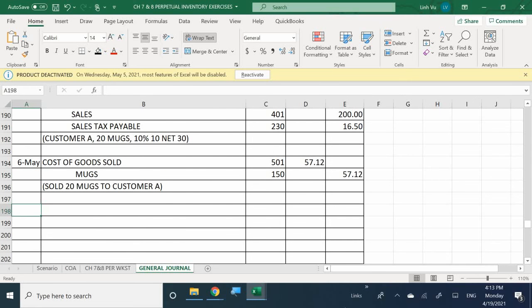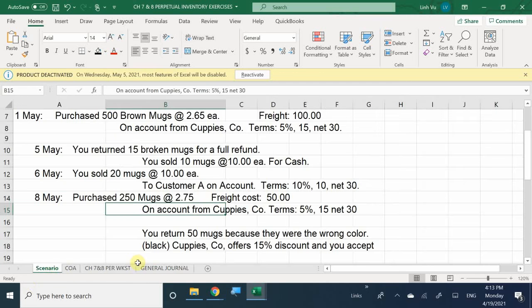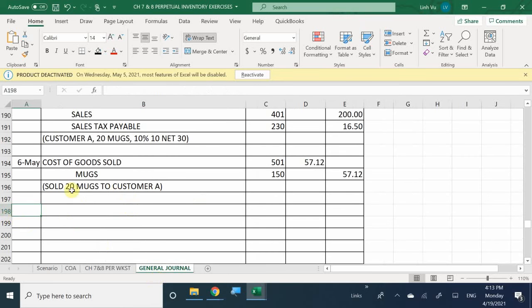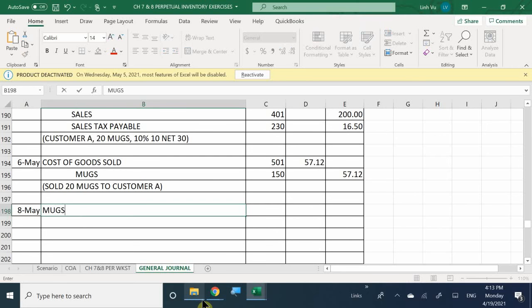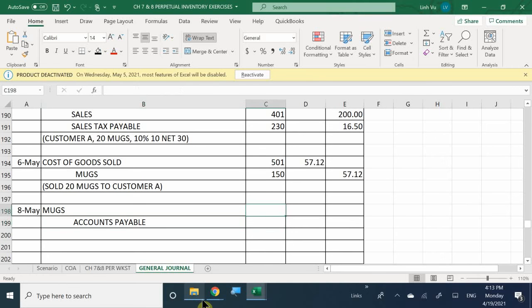We recognize that we're purchasing inventory, right? So this is May 8th. All right, skip a line. So May 8th, right? What did we purchase? Mugs. We purchased mugs. Good. How did we pay for it? Good. So once again, mugs is debited and accounts payable is credited. So here, I'm just going to leave it here because at least I put my foundation down.